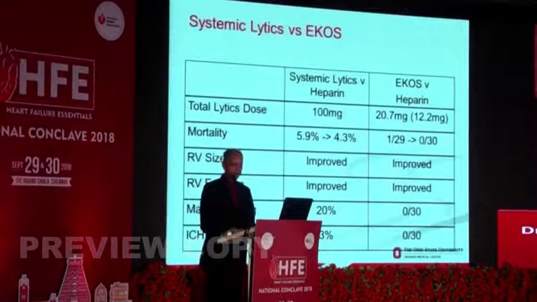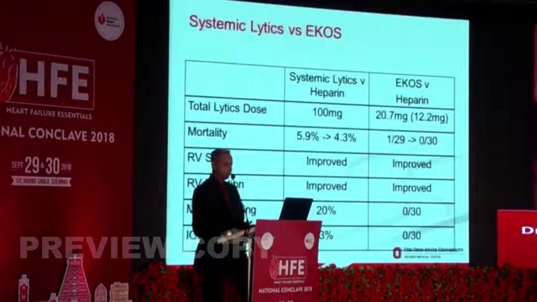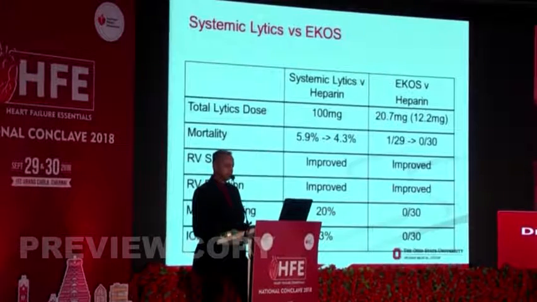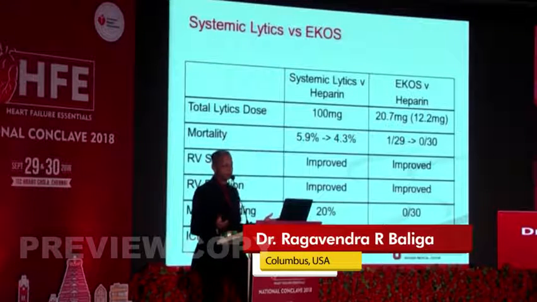And when you compare systemic lytics versus heparin and ECOS versus heparin, you see the total lytic dose is 1/5 with ultrasound. Mortality is much lower. There was only one patient in the ECOS group with mortality as opposed to 4.3 in the lytic group. RV size and RV function improved in both, but there was 20% major bleed when you didn't use ultrasound. There was no major bleeding when you used ultrasound. And it's not surprising, because remember, we are using 1/5 the dose of the total lytic dose.